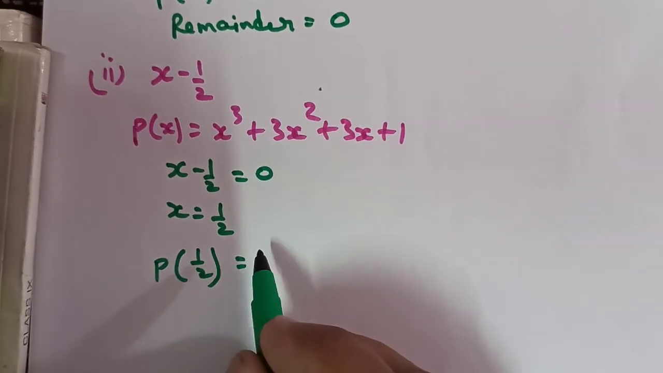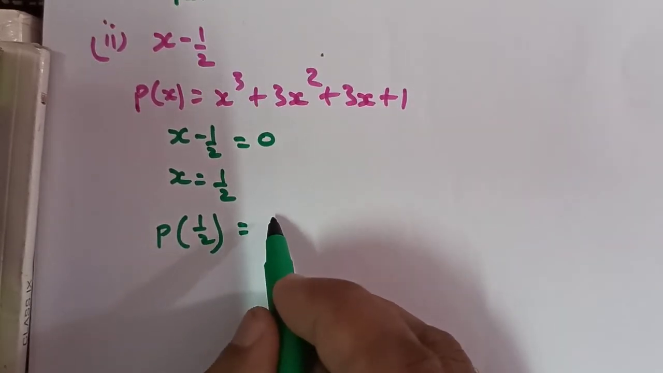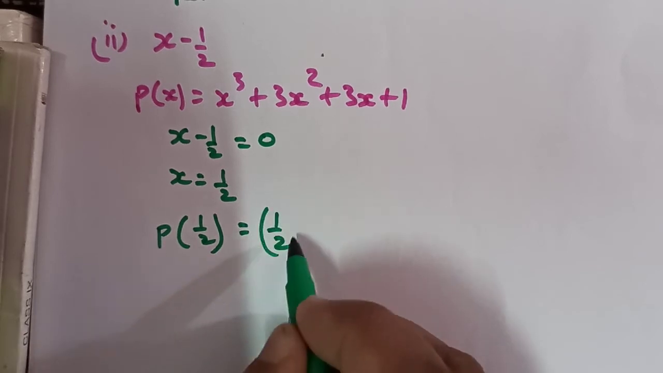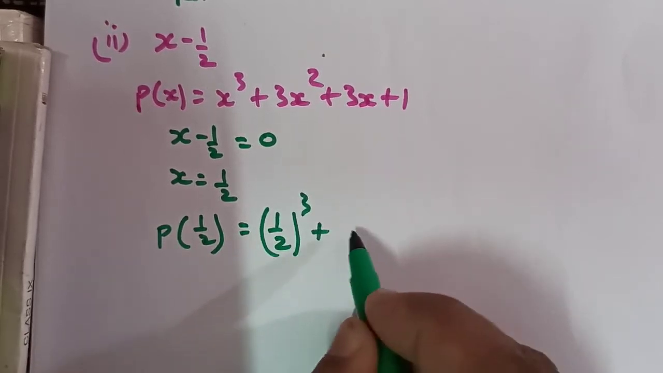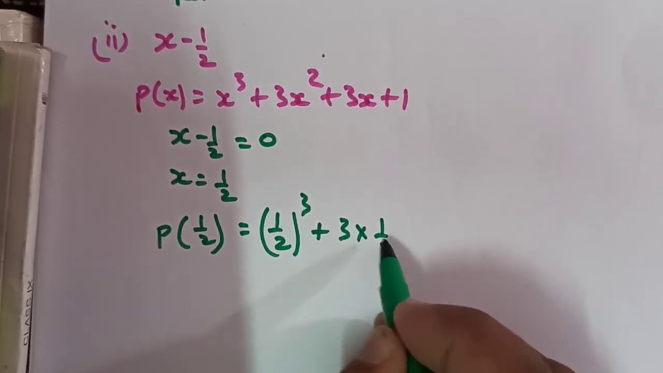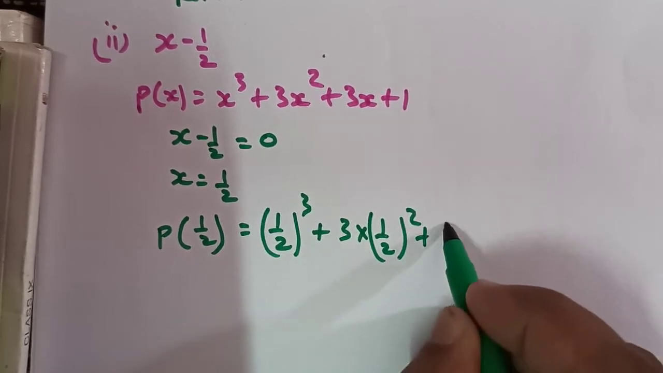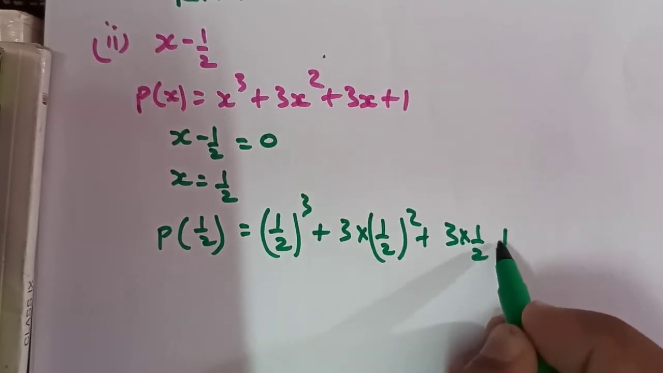So we will substitute the value of x as 1 by 2. x cube will become cube of 1 by 2, plus 3 times the square of 1 by 2, plus 3 times 1 by 2, plus 1.